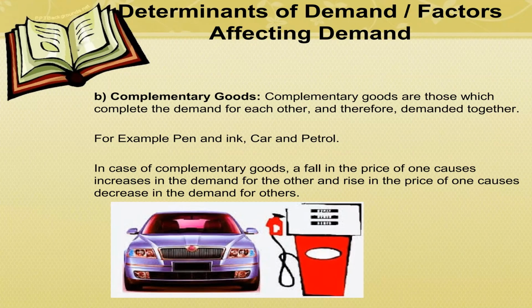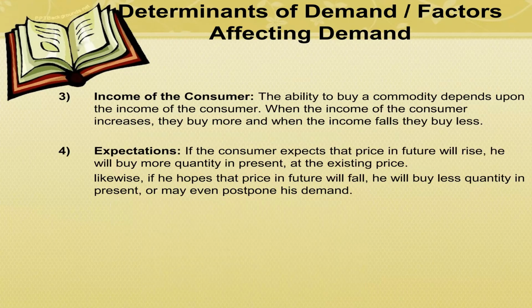And the next is complementary goods. Complementary goods are those goods which complement each other, which go together, like pen and ink, car and petrol. If the price of a car increases, the demand for petrol decreases. So we have a negative or inverse relationship between the price of X commodity and the demand for the Y commodity.